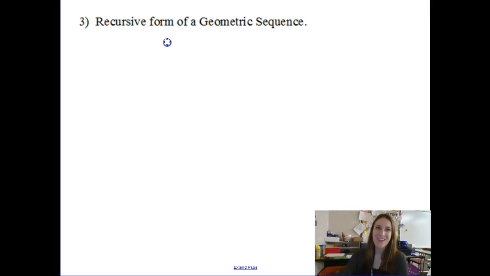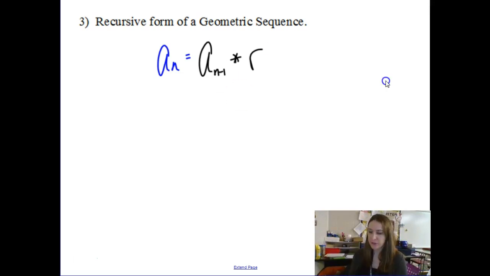That's it. So a recursive formula for a geometric sequence starts off as a sub n, and then it's actually really quite boring. It says a sub n minus 1, so the previous term, and then you're going to multiply it by this common ratio. And then, of course, they have to give you a starting term.